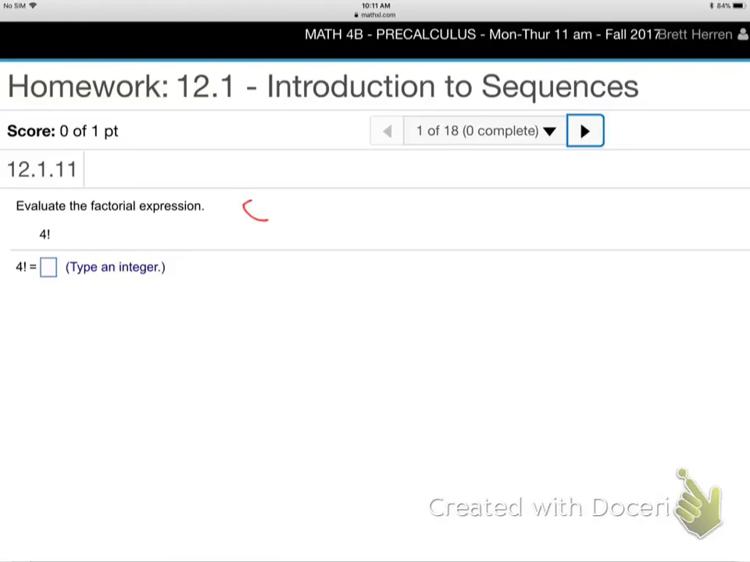All right. So what is 4 with an exclamation point? It means 4 with enthusiasm. No, you're right. 4 times 3 times 2 times 1, which is 24. What's it called? It has a name. 4 factorial. Yeah, that exclamation point means factorial.